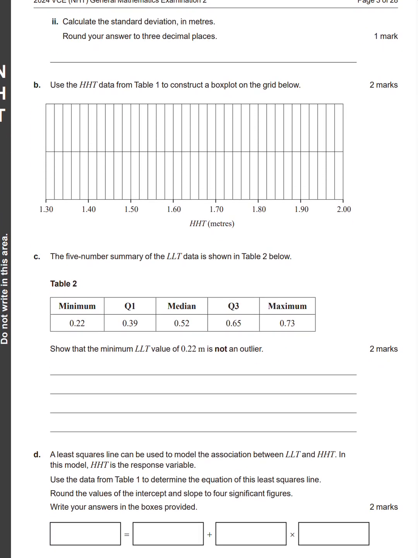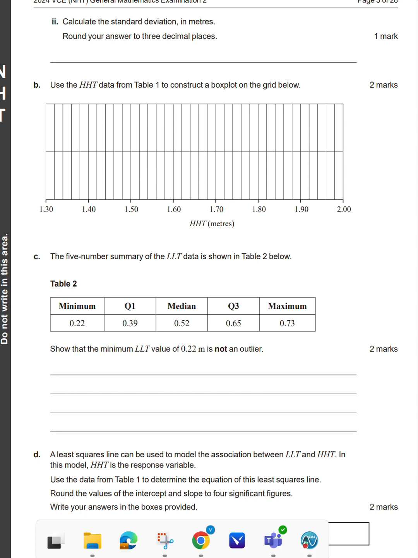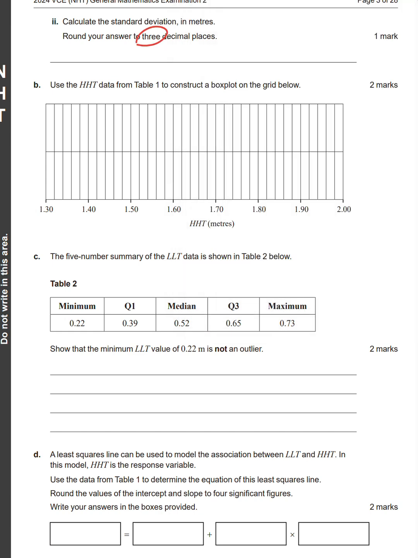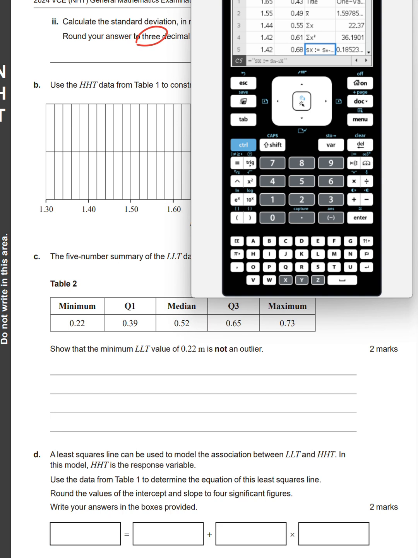Okay, jumping down to the next question is standard deviation. So again, just in there, standard deviation is the SX, and it is 3 decimal places, so we have 0.185. And we need our CAS again for this one, because now we need our 5-number summary.